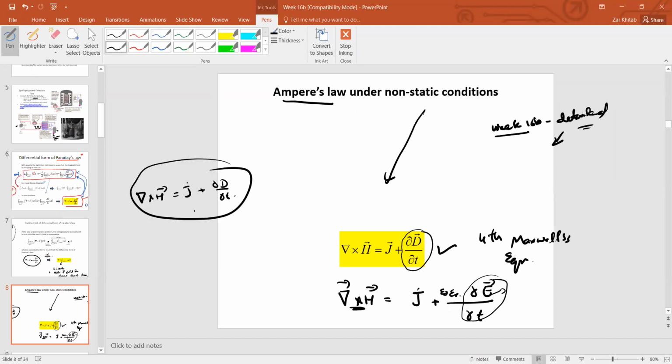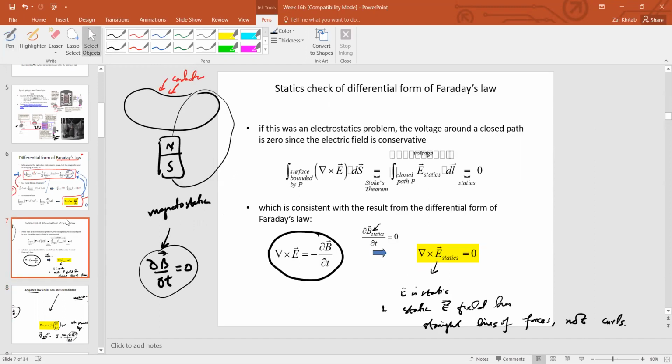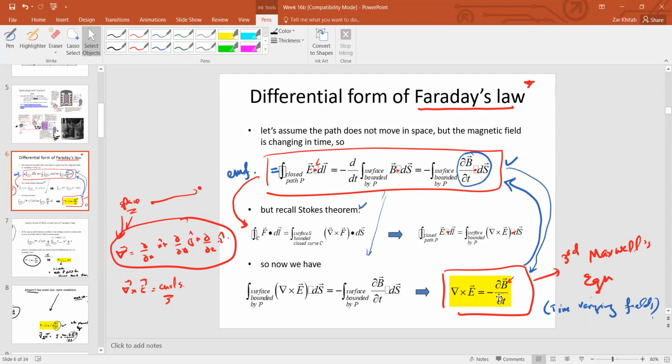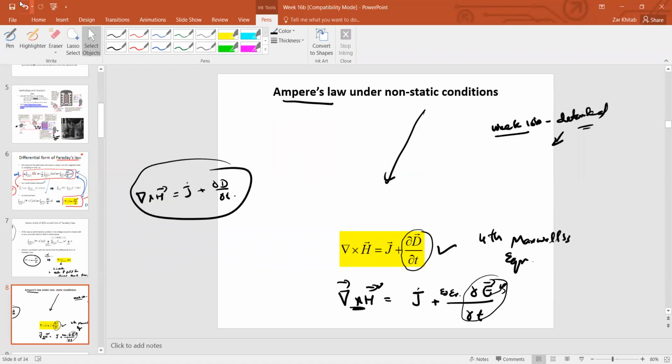That's an extra thing you're going to get for the time varying field. So this is the fourth Maxwell equation, very similar to the third Maxwell equation. It's just the reverse of the third Maxwell equation, and it says if the electric field is time varying, it's going to give you the curl of the magnetic field. The third equation says if the magnetic field is time varying, it's going to give you the curl of the electric field. So the two equations are very much similar, like opposites. You can say the reverse of each other.